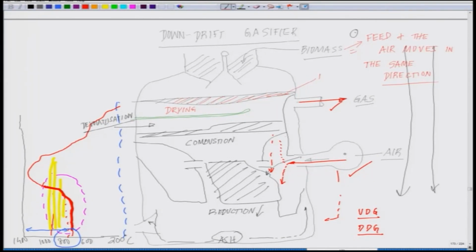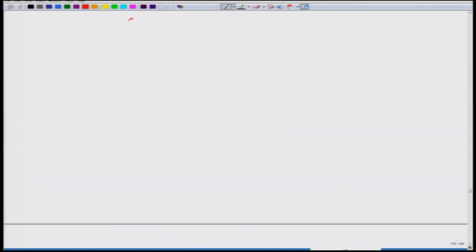Now, think of a situation where both gas and air are getting out at the same level. It is crisscrossing each other. So, let me just draw the gasifier, that will make more sense to you what we meant by cross flow gasifier.